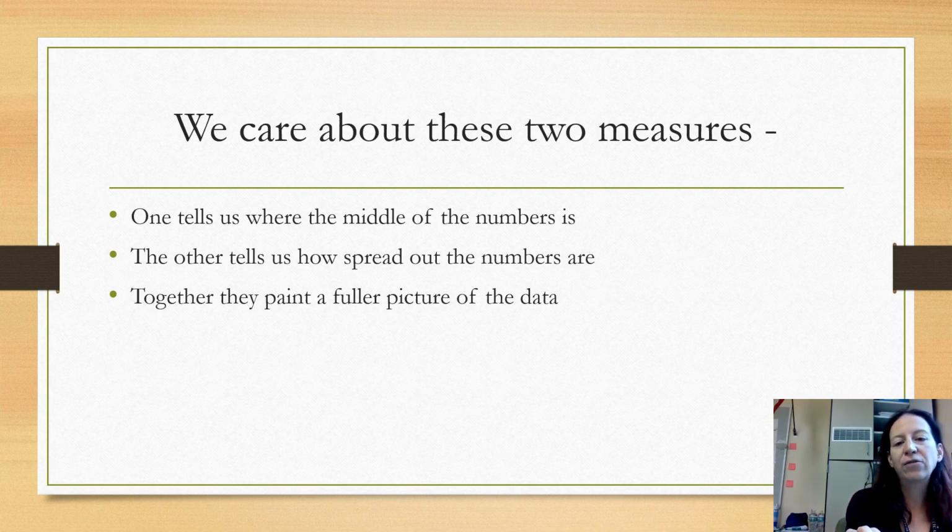The other tells us how spread out the numbers are. So you could have an 80 average in this class because every single grade you got was an 80. I'll let you think about that for a moment. Like every single grade was an 80.